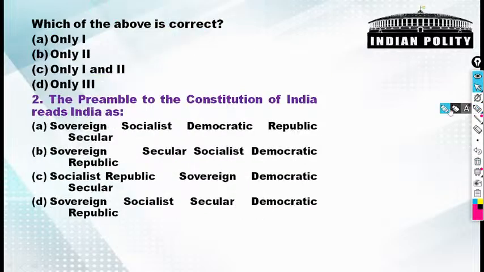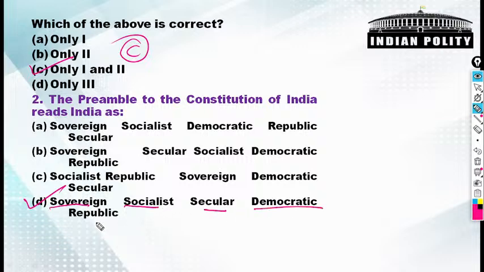Answer will be 1 and 2, C. The preamble to the Constitution of India reads that the question requires exact order of the words: sovereign, socialist, secular, democratic republic. That means the answer is this: sovereign, socialist, secular, democratic republic.